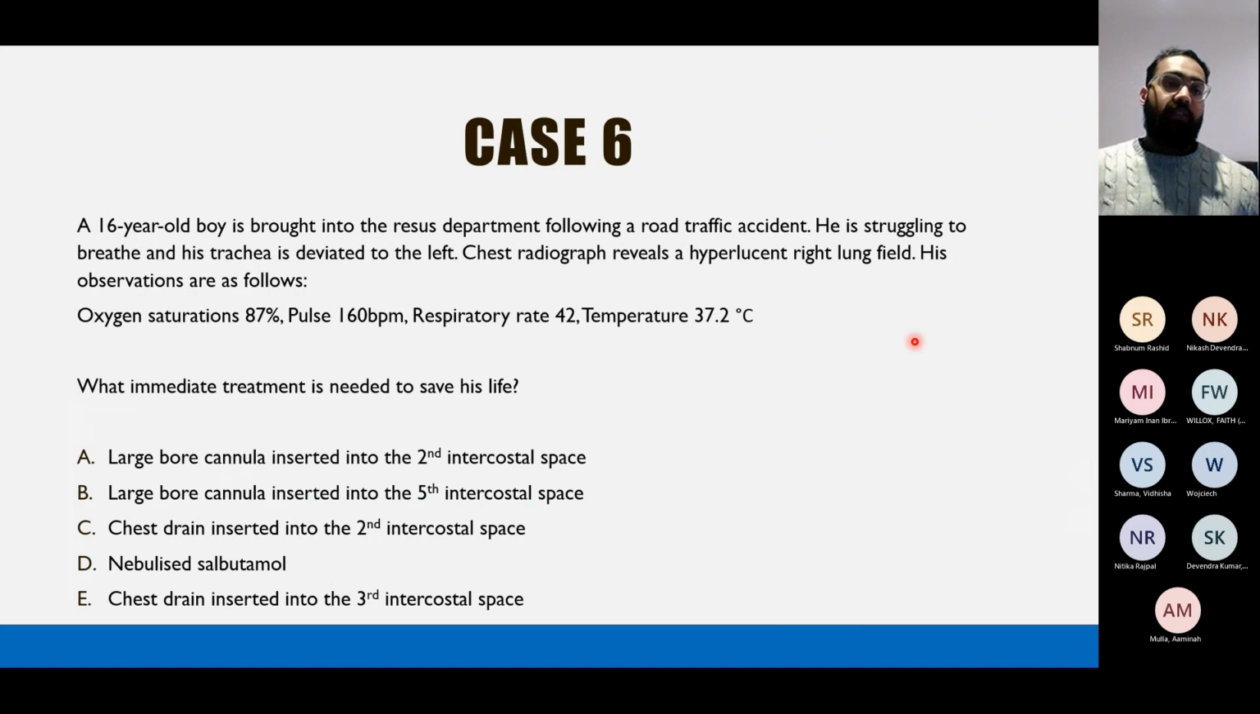Case number 6, you've got a 16-year-old boy born into resus after a road traffic accident. He's struggling to breathe and his trachea is deviated. And he is dropping O2 sats rapidly, and you've got signs of hemodynamic instability, a very fast respiratory rate, very fast pulse. I think the diagnosis is obvious to everyone, but you'll need to remember what the exact management was.